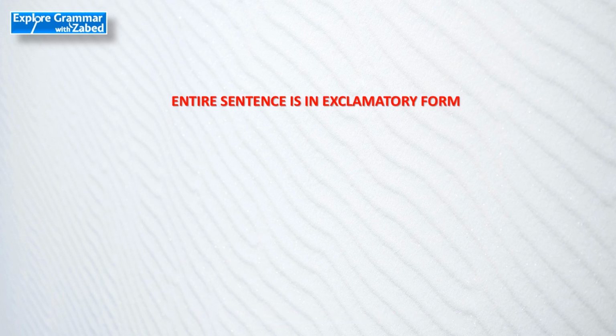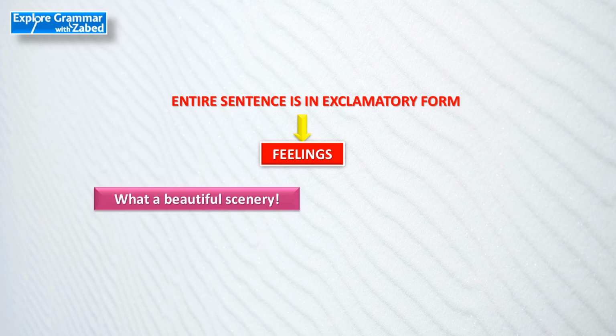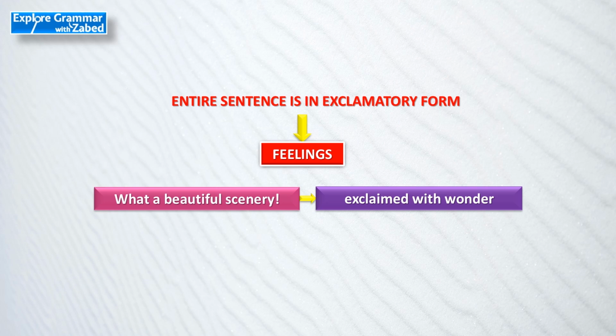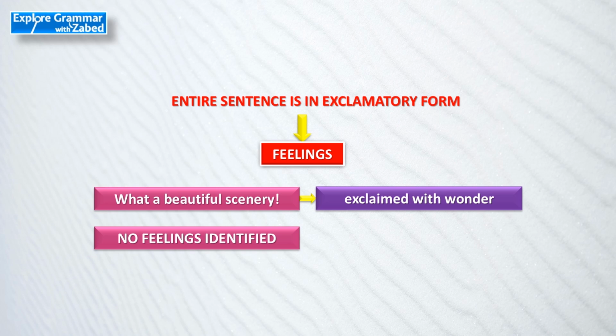In cases where the whole sentence is in exclamatory form, we have to understand the feeling in the sentence, and based on that, we need to change the reporting verb as you have just learnt. For example, "What a beautiful scenery!" Here you might use exclaimed with wonder. If you are not able to identify the feelings, you can simply use exclaimed.